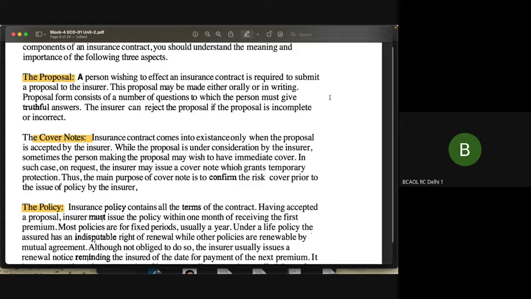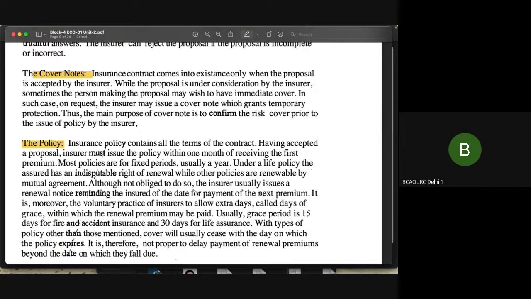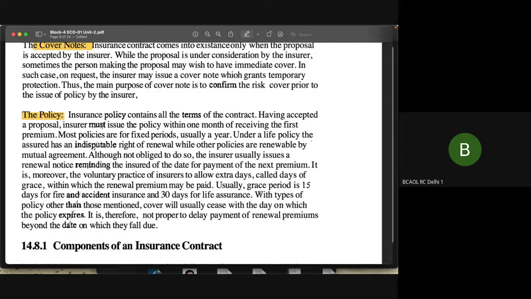The cover note. Till the time you are reading the proposal and deciding whether you want the policy or not, the cover note basically gives you insurance coverage during that period. Say you want 10 days, so you will be getting insurance for 10 days. That is your cover note. The policy again contains all the terms and conditions, and that is the final document. These days, only a soft copy they send, and then they forget it. We also think, no, it's a soft copy, someone will come home and give the hard copy. They will read it out, but no. So if you receive the soft copy, it is equivalent to a hard copy.